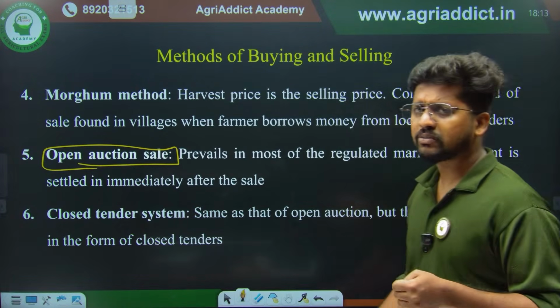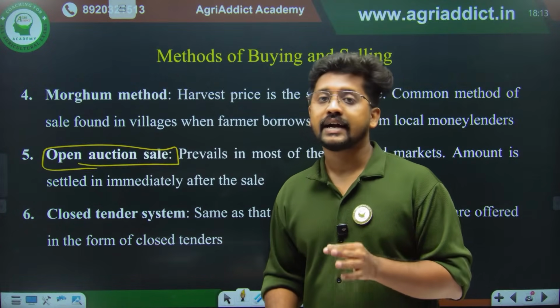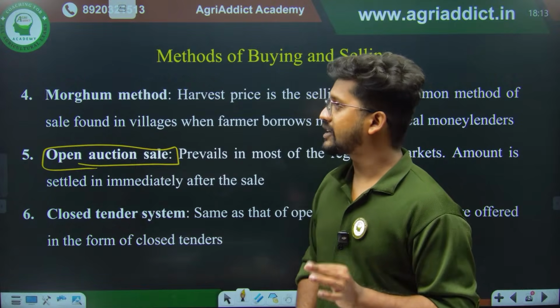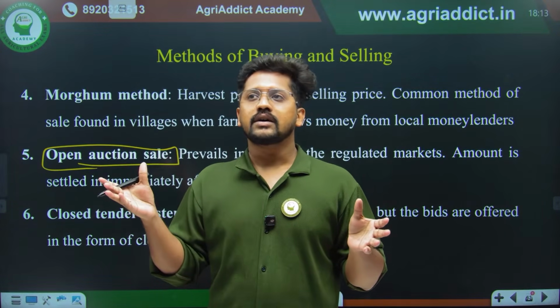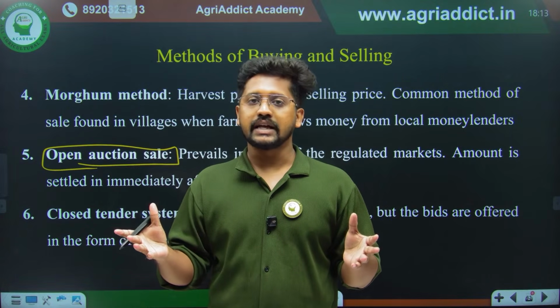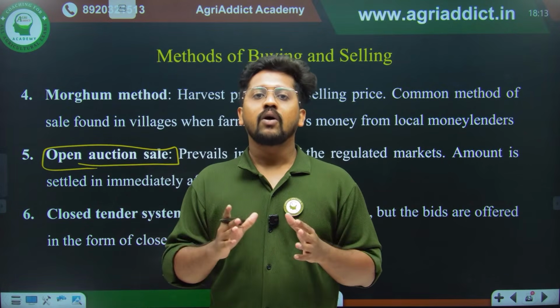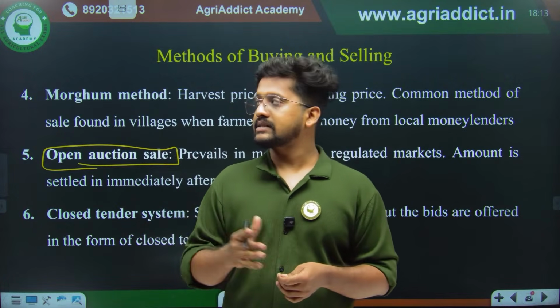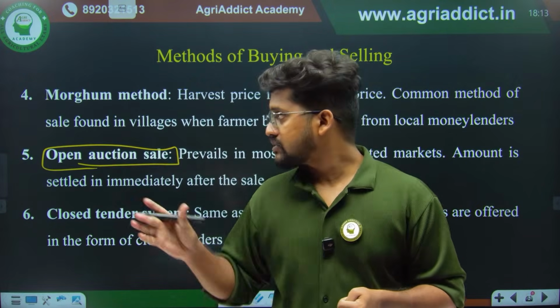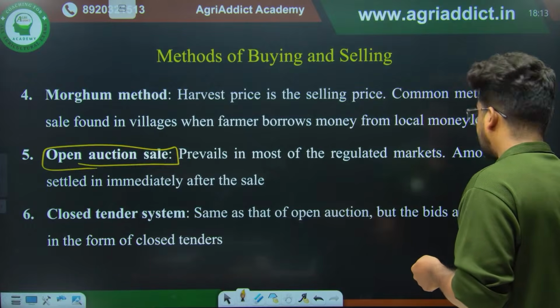Then there is also one more system called DARA system, D-A-R-A. In DARA system, different quality produce will be there. All those different quality produce will be mixed up together and sold in the market. Such a system is known as DARA system. So these are some of the different buying and selling methods.